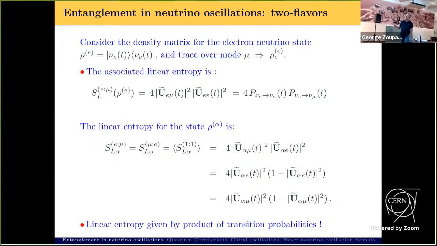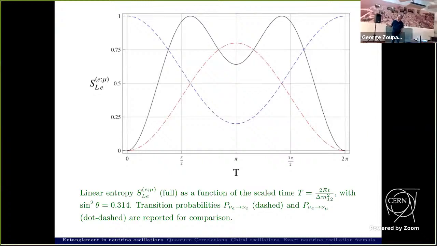This linear entropy, which is related to the von Neumann entropy, is just the product of the transition probabilities. It's nice because you take the amplitude, you square it, you get the probability. You take the product of probabilities, you get an entropy. For me, it was quite surprising. And that's it. Here are the oscillation probabilities. This is the entanglement. The entropy is zero at the beginning because you have certainty about what is going on, and maximal when you don't know what is going on. Okay, very simple. But what do we do with this?